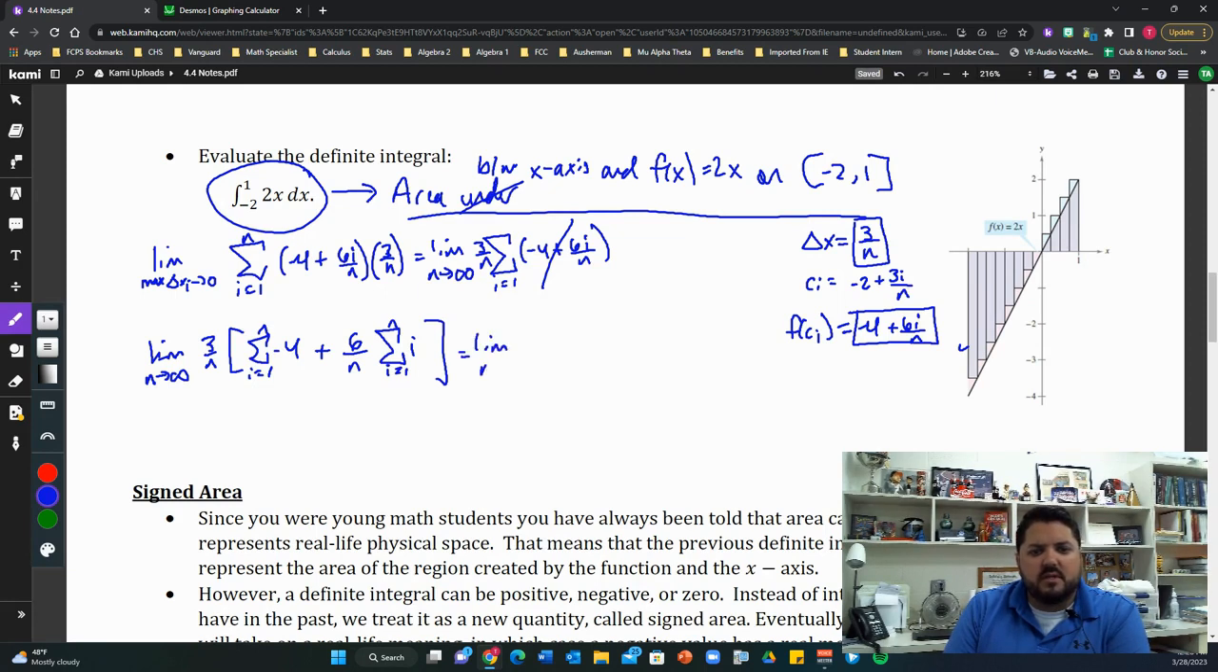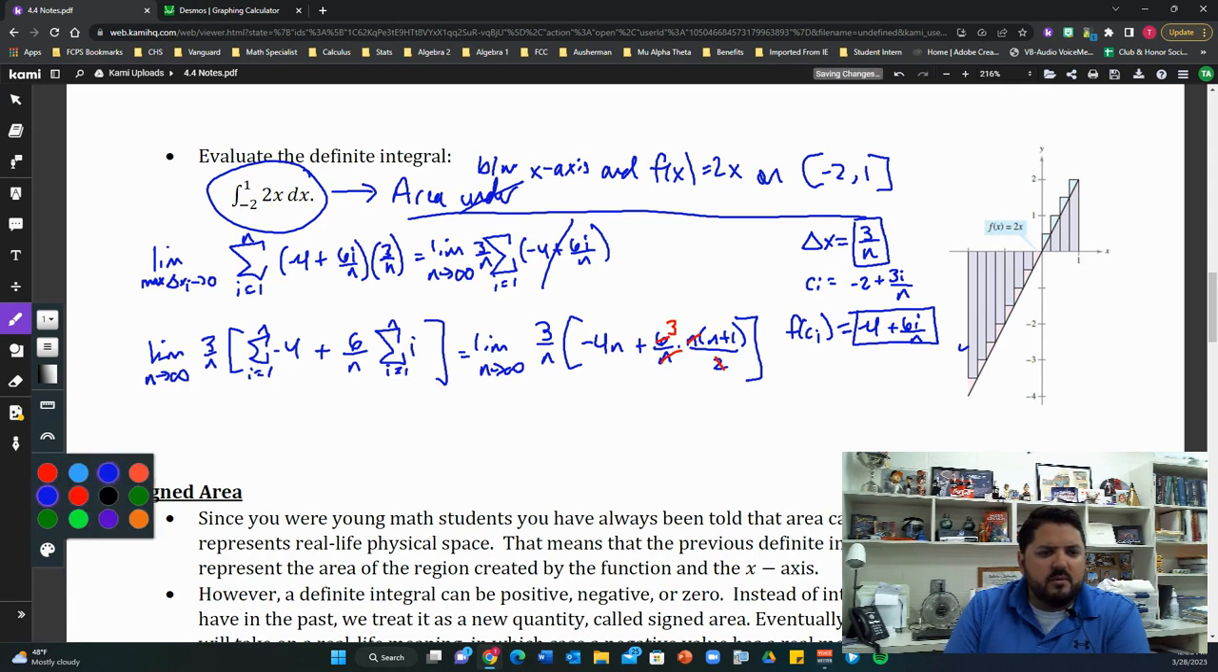So we've got the limit as n goes to infinity of 3 over n times, remember a constant is just that constant times n, plus 6 over n times our i to the first formula. Now we can distribute. Let's clean up the inside here just a little bit. So these n's would cancel, 6 over 2. This would leave me with a 3 up top.